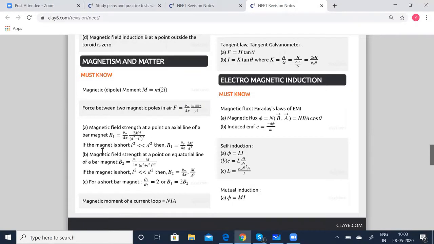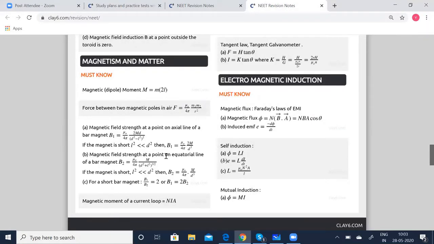If the magnet is short, then l squared is very much lesser than d squared. So we can neglect that. In that case, it now becomes B1 is equal to mu0 by 4 pi into 2 M by d cube. Now listen children, this d is nothing but the distance at which the point is placed. And this l denotes the length of the magnet.